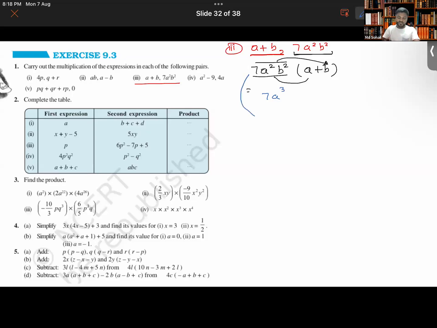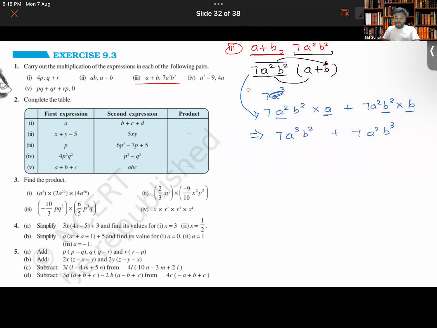Okay, look, if you solve it now, first it's going to be 7a square b square multiplied by a, plus 7a square b square multiplied by b. So the values you are getting here: a square multiplied by a becomes a cube, b square is written as it is. And here b square and b get multiplied, so it becomes b cube. So it's going to be 7a cube b square plus 7a square b cube.